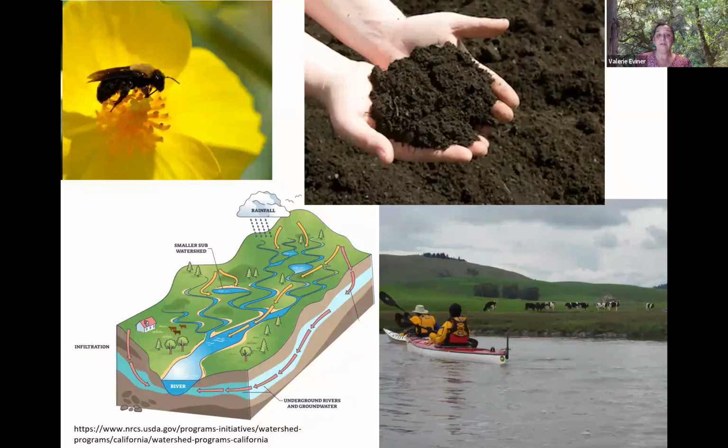They're also very important in terms of the water cycle. When we think about a typical watershed here in California, a huge amount of our water comes through our grasslands. And so they're really important in terms of storing that water, in terms of filtering it and making it clean.